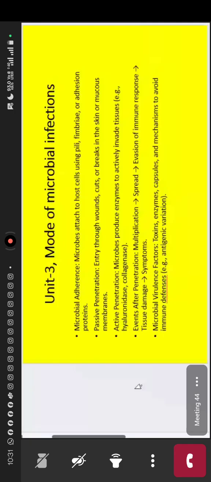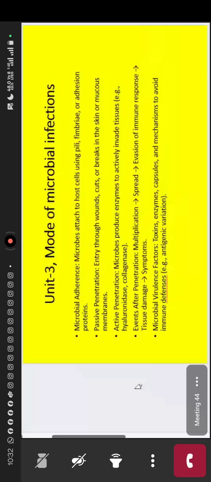Next is passive penetration. First one is direct adherence. Second one is passive penetration. Microbes enter the host body through open wounds, cuts, breaks in the skin, or through mucous membrane. For example, if you have a cut in your finger, there is an open wound, and from the open wound the microorganisms come inside the body.